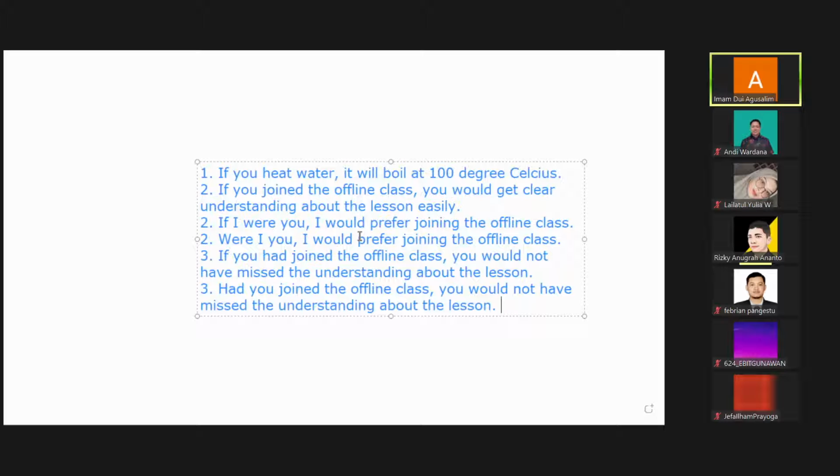Got a question, sir. Say if I want to reduce the first sentence, number 1, if you heat water, it will boil at 100 degrees Celsius. Kalau direduksi itu jadinya heat you water atau you heat water? Untuk yang nomor 1 itu karena ini fakta, ini nggak bisa direduksi. Kalau yang if you join the offline class itu bisa direduksi, tinggal dipindahkan ke depan.